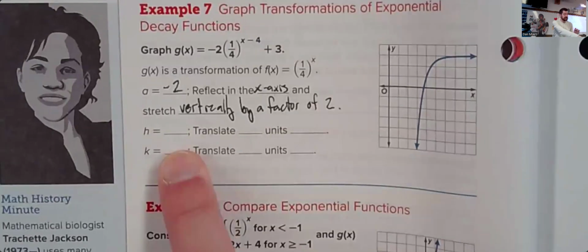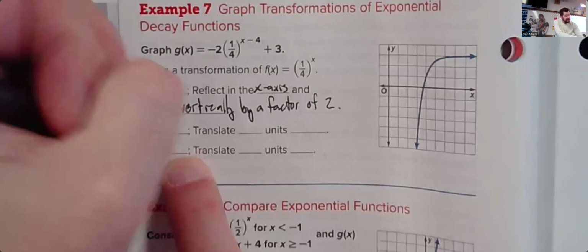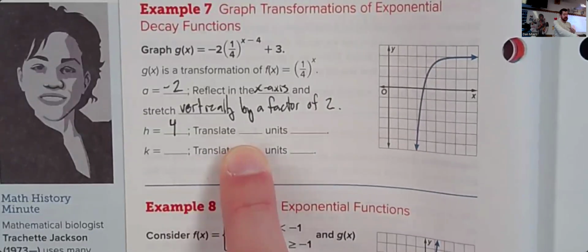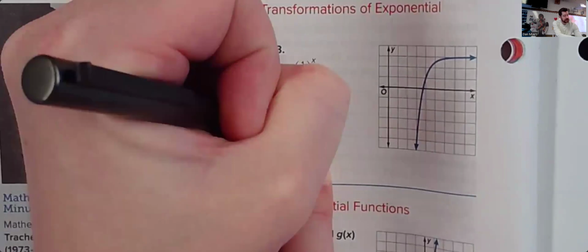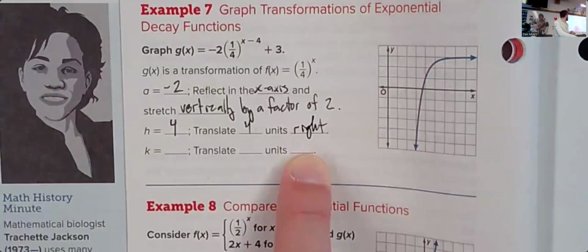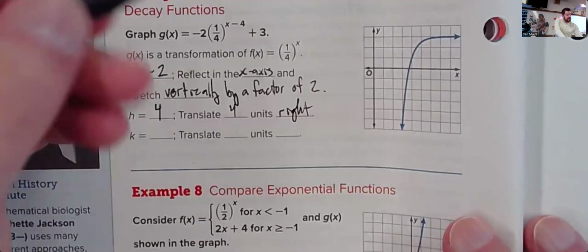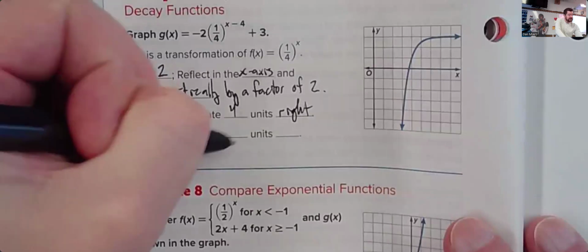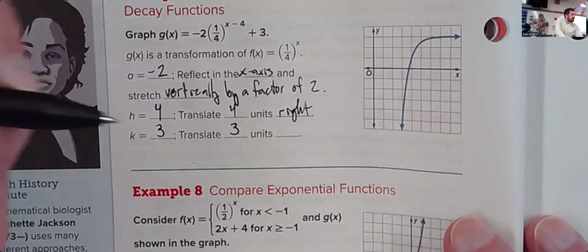So H is equal to what then? 4, good. +4 for H, which means we're going how many units? What direction? 4 to the right. All right, K. What's our value of K? 3. How many units? 3 units, up or down? Up.